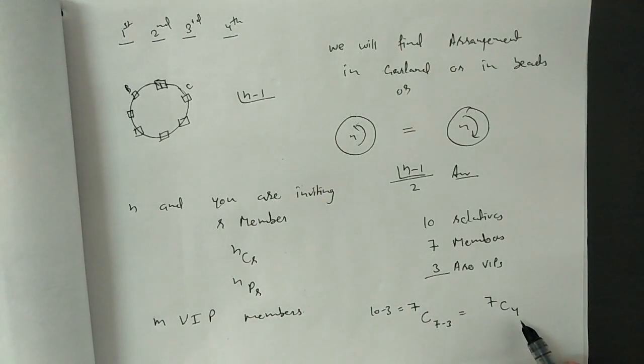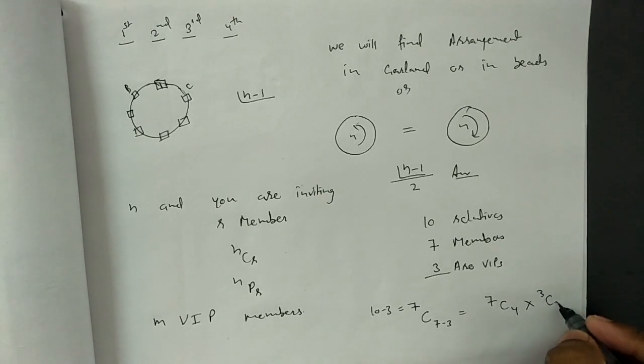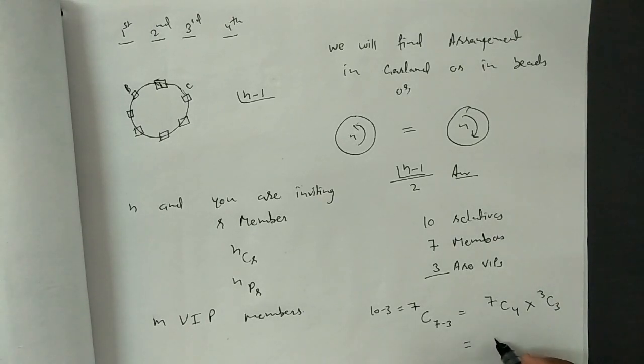You are inviting only 4 members from 7 available members, and from 3 VIPs you are inviting all 3 VIPs. So it will be 7C4, means factorial 7 upon factorial 4 into factorial 3, into 1. And if you are arranging them, the possible ways will be factorial 7 upon factorial 4 factorial 3 into factorial 7, because there are 7 members you are inviting. So this will be the final answer.